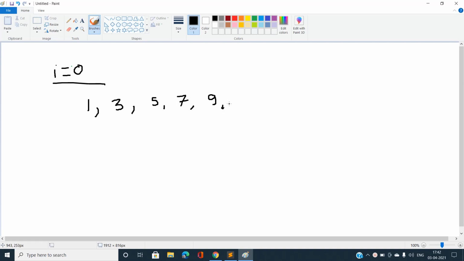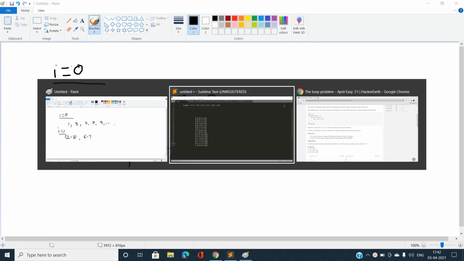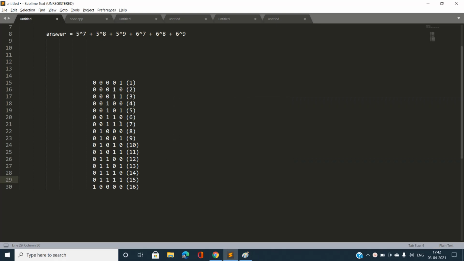So for I equal to 1, it will start from number 2 and go up to number 3. This is important. And then it will start from number 6 and go up to number 7. Let me check it out. Yes, for this one, it will start from 6 and go up to 7.